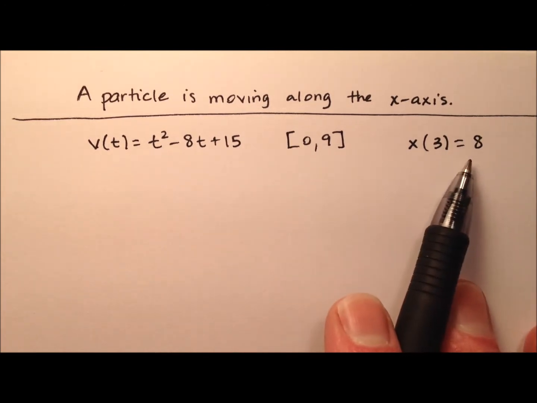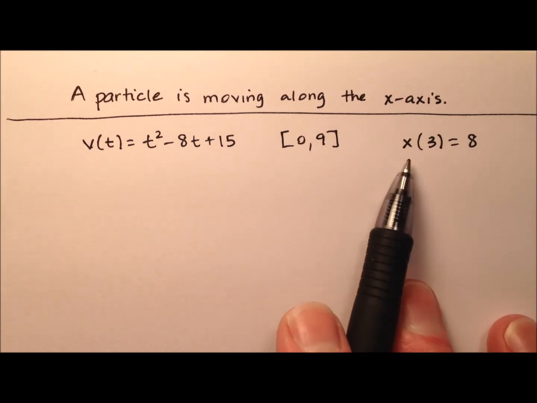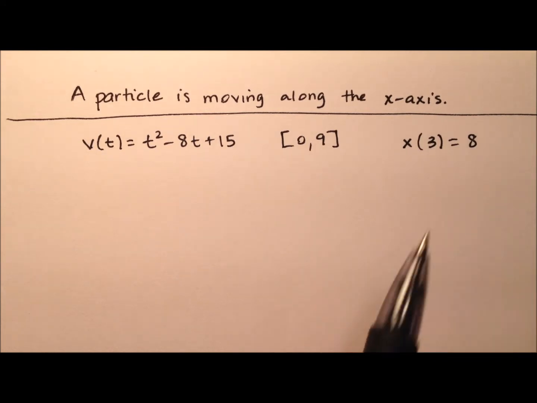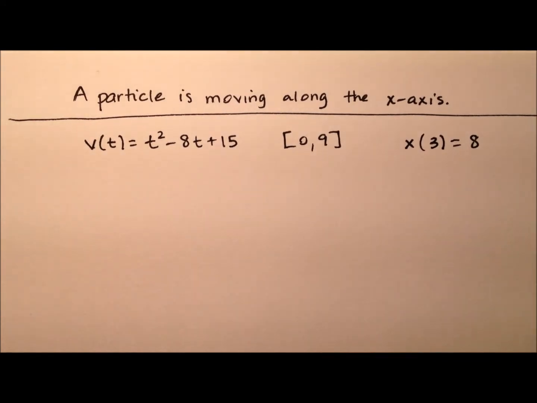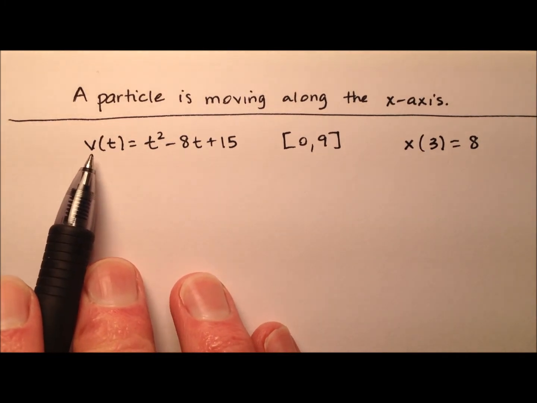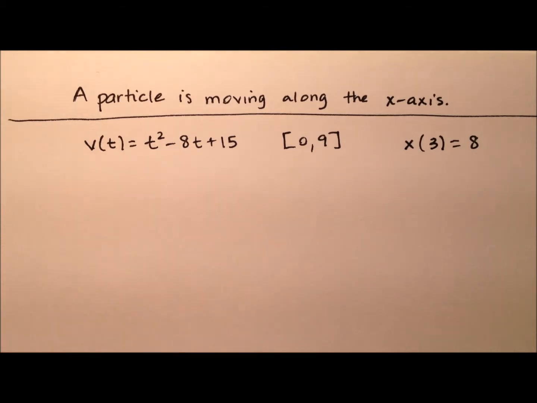Okay? And we also have one more piece of information. We have an initial condition. We know that the position of the particle at time t equals 3 will be 8. Okay, so let's go ahead and get started. The first thing we'd like to do is to find functions for the position and the acceleration of our particle.